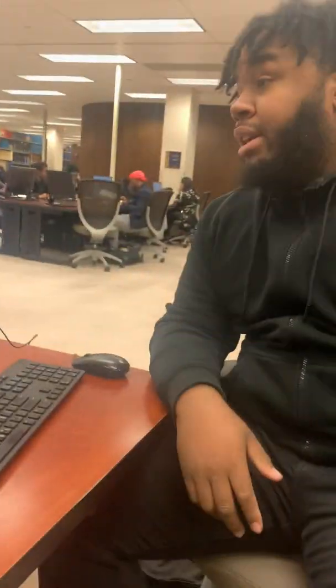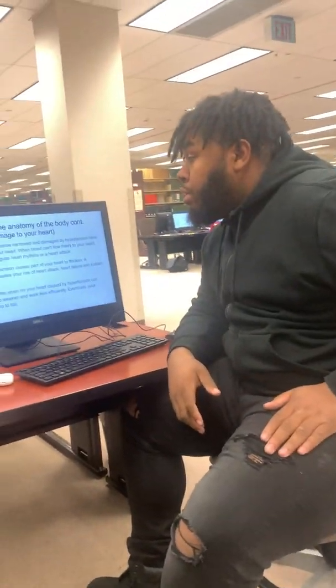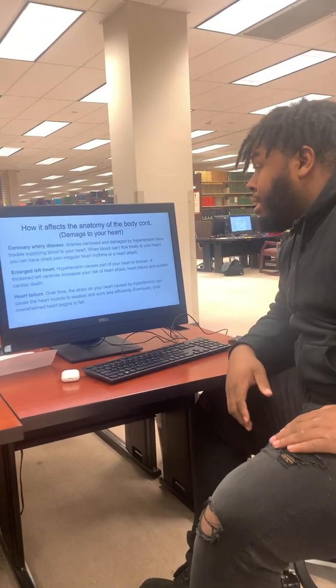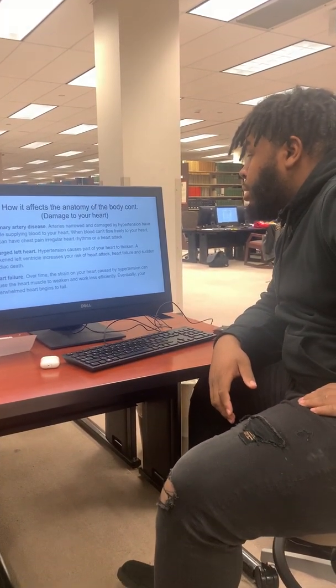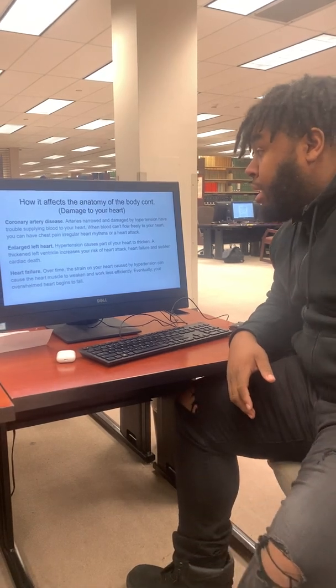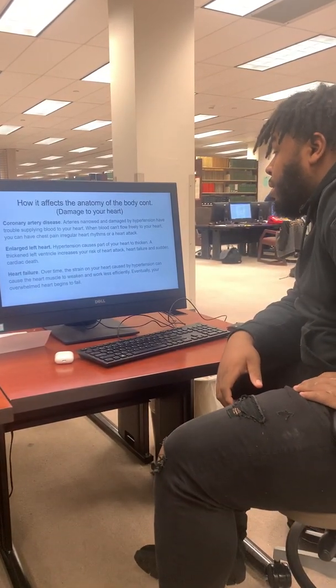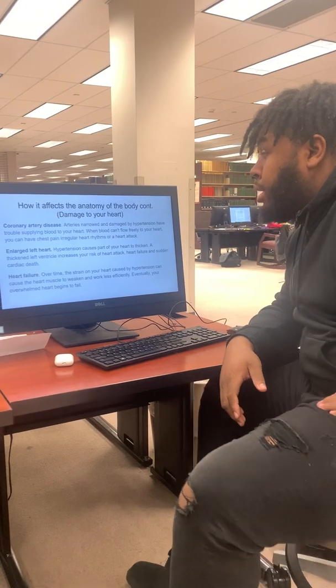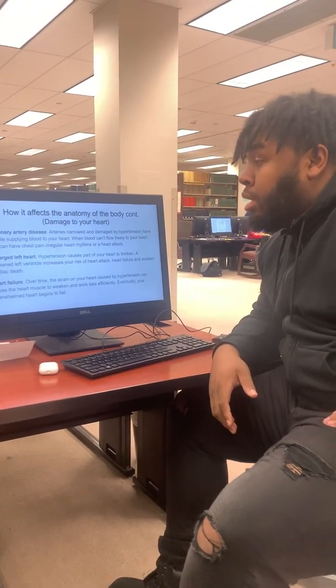How it affects the body, continued. It can damage your heart. Coronary artery disease. Arteries narrowed and damaged by hypertension have trouble supplying blood to your heart. When the blood can't flow freely to your heart, you can have chest pain, irregular heart rhythms, or a heart attack.